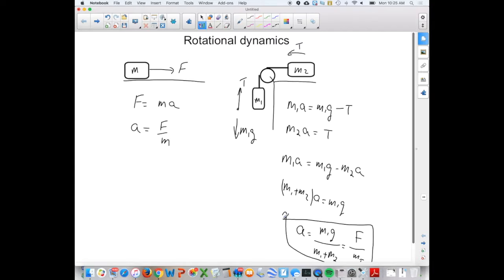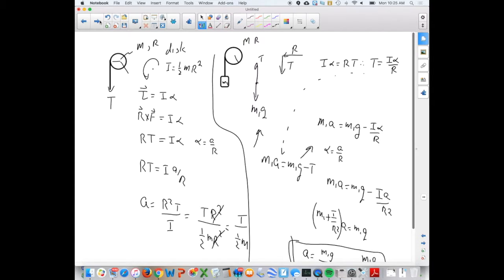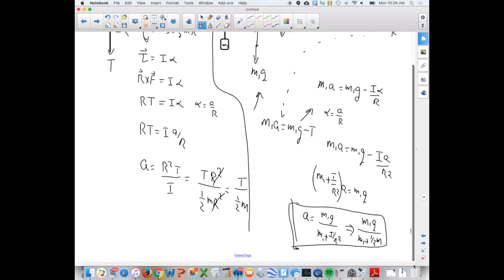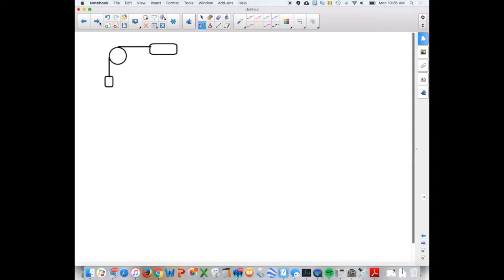In both cases, we have a force that's generating the acceleration of, in this case, two masses, and in the case of the pulley, it's accelerating a pulley and a hanging mass. The interesting part comes in when we now have an M1, I'm going to call that M2, and a pulley which now has a mass and has a radius associated with it.